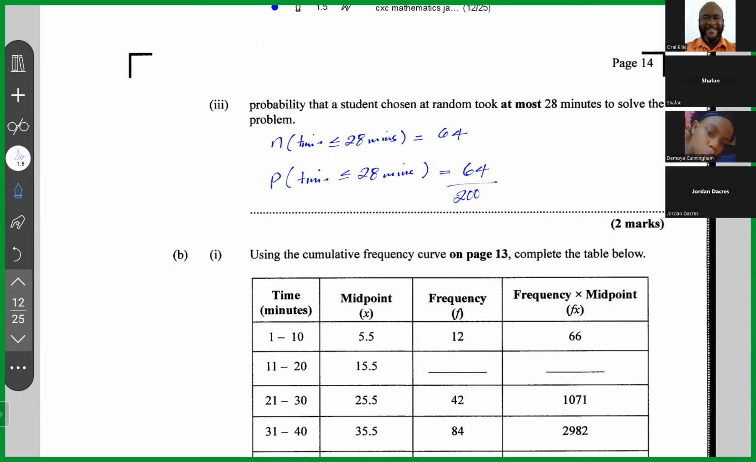Now I can simplify that. I sometimes like to write my percentages as a decimal, so as a decimal this is 0.32, or as a percentage, which is 32%. So there's a 32% chance of choosing a student at random that would take 28 minutes or less to solve the problem.